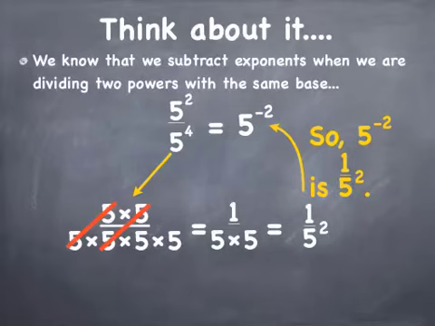When we're talking about exponents, generally speaking, unless it asks you not to, you're going to want to use positive exponents in your answer. So if you were to get something like 5 to the negative second power, you would want to rewrite it as 1 over 5 to the positive second power.